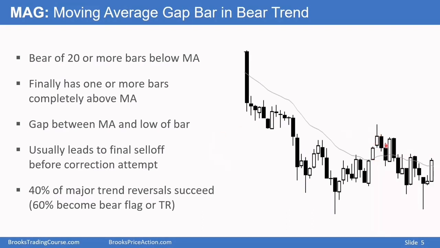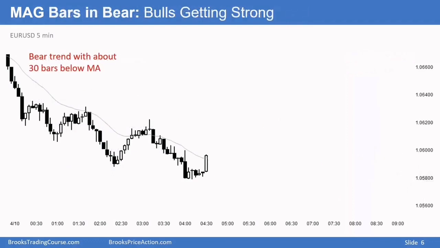When that happens and the bear trend resumes, the odds are 60% the bulls will try to create a major trend reversal. And if they do, they have a 40% chance of actually getting a bull trend, 60% chance the major trend reversal will result in either a trading range or a bear flag. A pair of gap bars completely above the moving average. Bear trend lasting 30 or more bars.